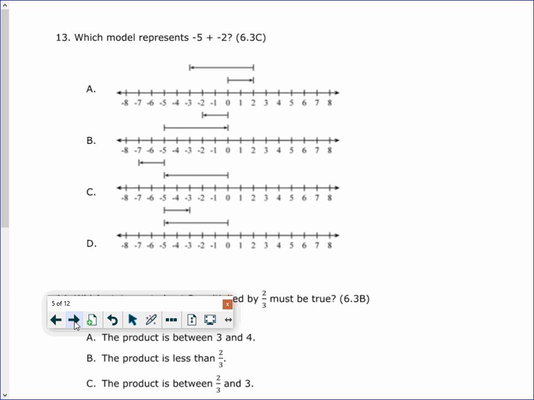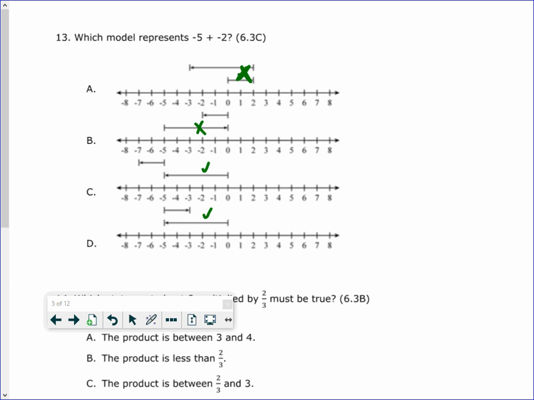Number 13, which model represents -5 plus -2? So when we're doing it on a number line, we want to start at 0. When I have -5, we're going to start at -5. That's our starting point. So 0 to -5 is going to be our start. So 0 to -5, this looks good. This is 0 to 2, so that's wrong. We don't start at -5 and go to 0. We actually go from 0 to -5, so that's wrong.